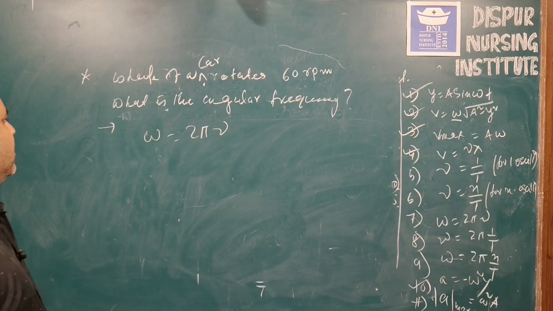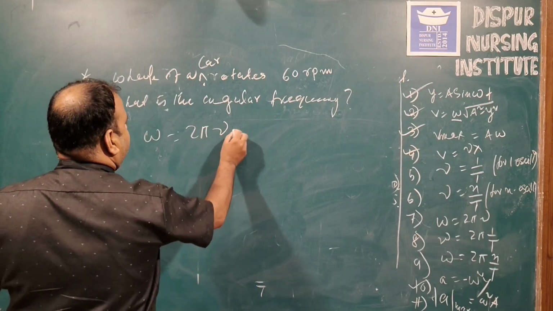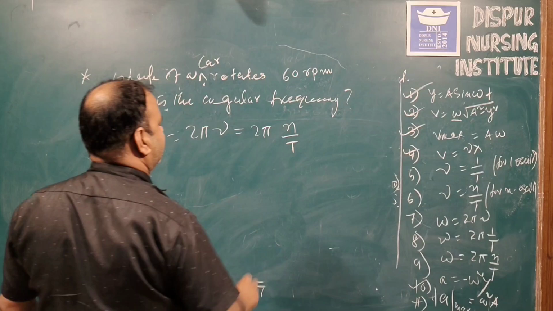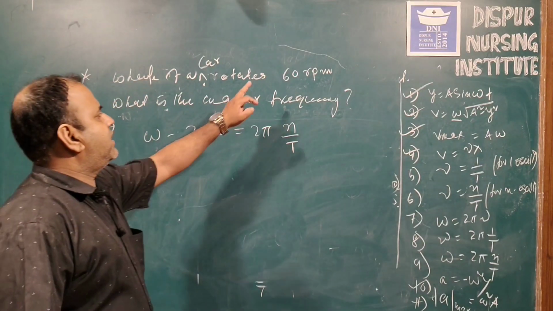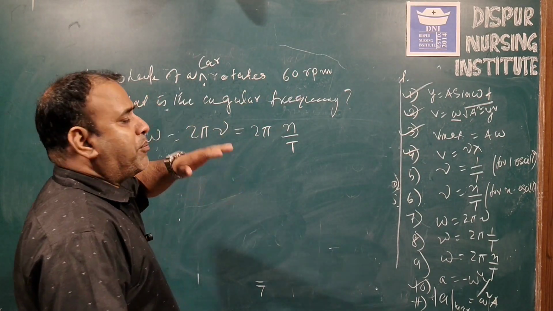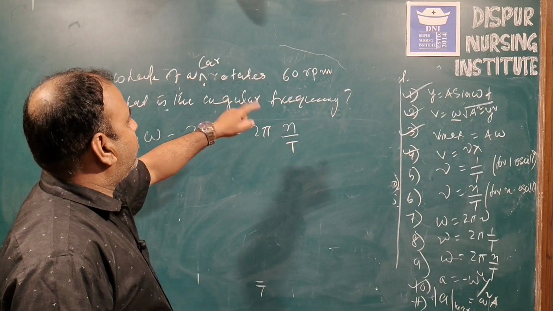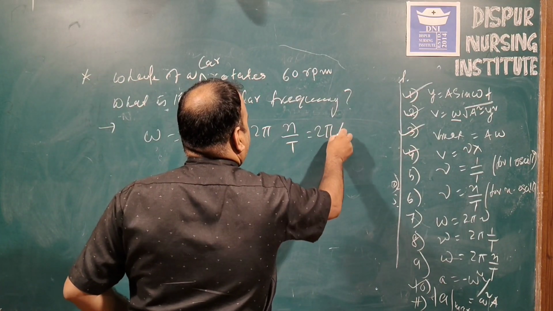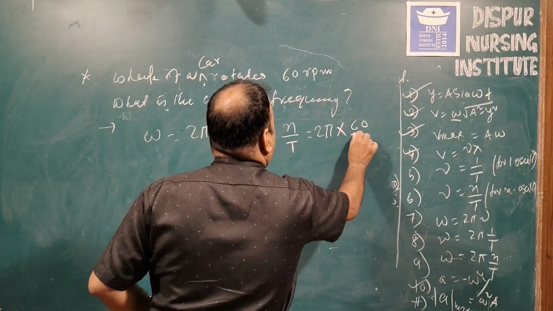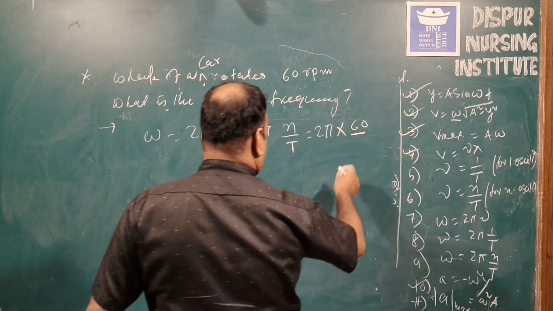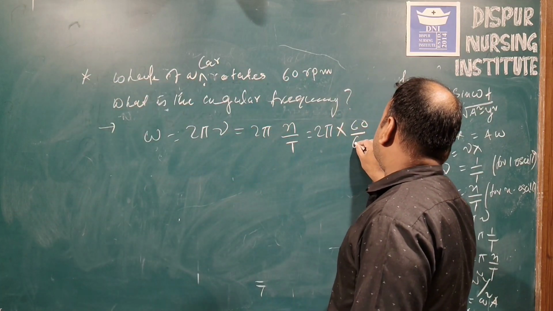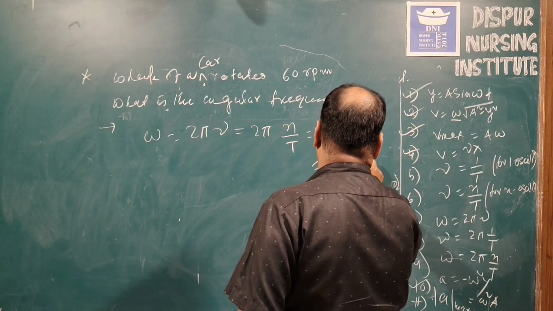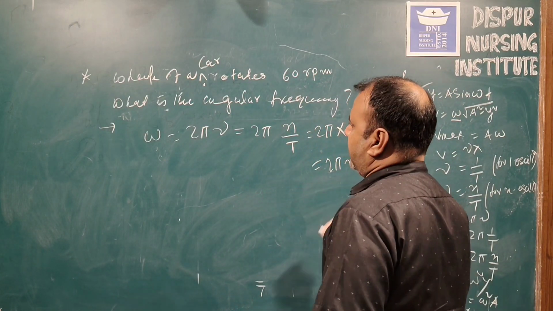This is the formula. So nu means frequency. So in this case twice pi, here n by t, it will be like this. Here 60 rotation per minute. That means per minute the wheel rotates 60 times. So that is why twice pi into 60 per minute. Per minute means here 1 minute. 1 minute means 60 seconds. So it will be twice pi radian per second. So this is the answer.